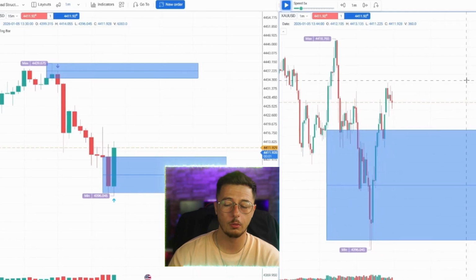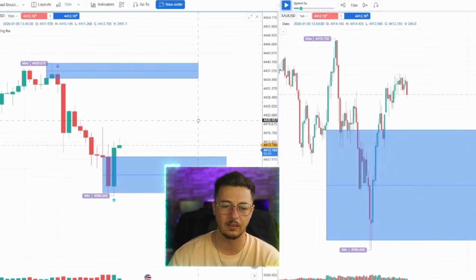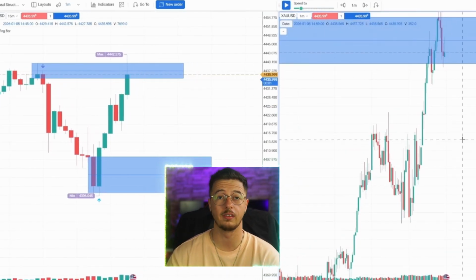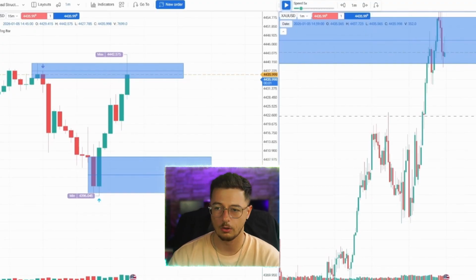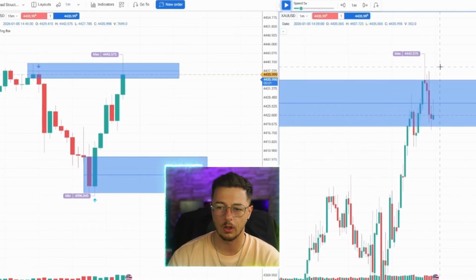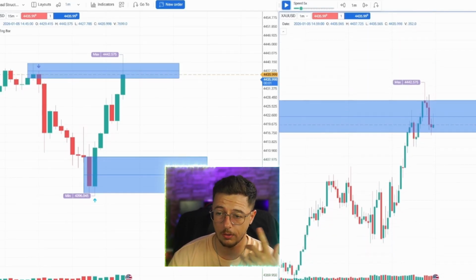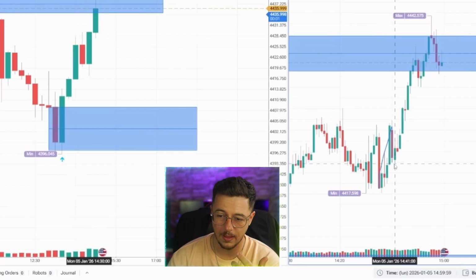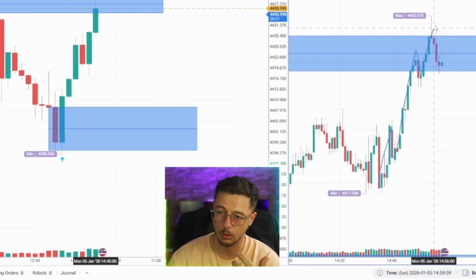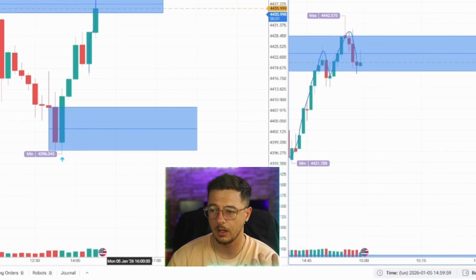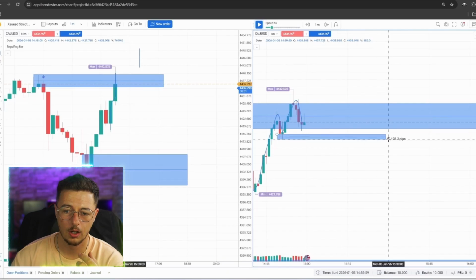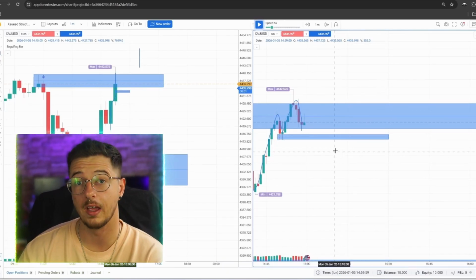But first of all, what we need to check is that we can't enter without any type of confirmation, because entering without a confirmation is like trying to catch a knife while it's falling down. So we're going to wait for a confirmation, and as you can see, the price has entered the zone. Perfect. Now we need to watch the market structure. If you watched before what I said, the price is going to push up, down, up, down, up, down. So now what we are looking for is the price to break this little zone here. If the price breaks this zone here, I'm going to be entering the trade.